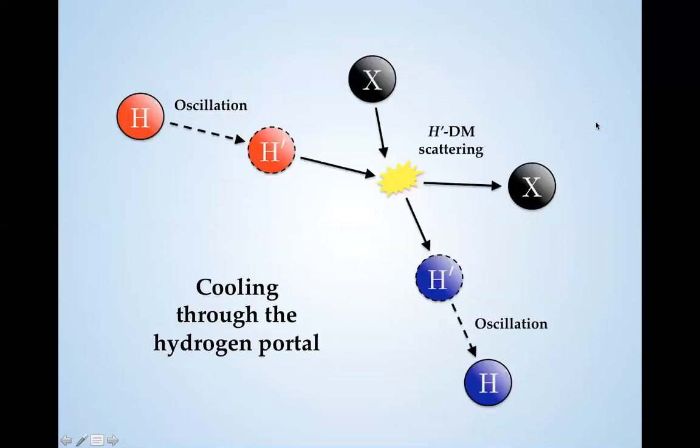Okay, so let's take it for granted then that hydrogen and mirror hydrogen mix with each other. There's somehow a term in the Lagrangian that accomplishes that. How exactly does this lead to cooling of the hydrogen gas?